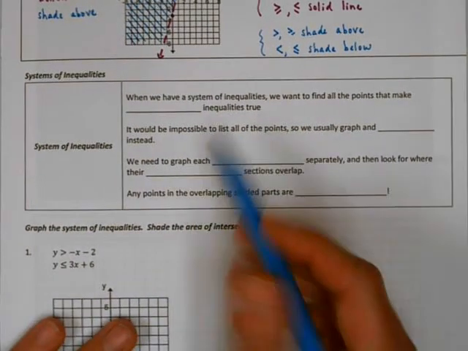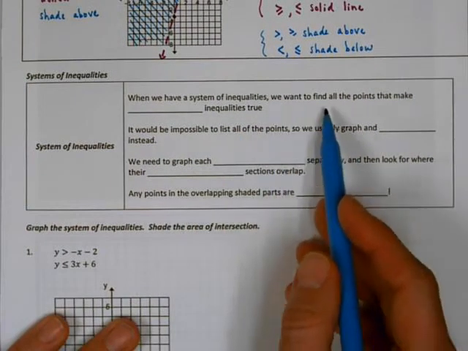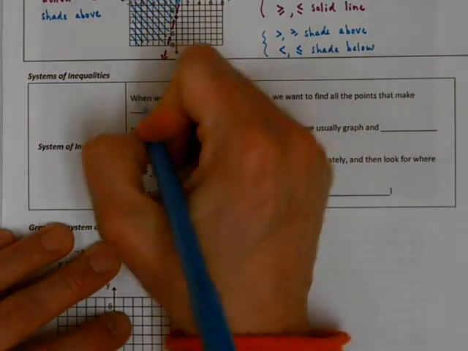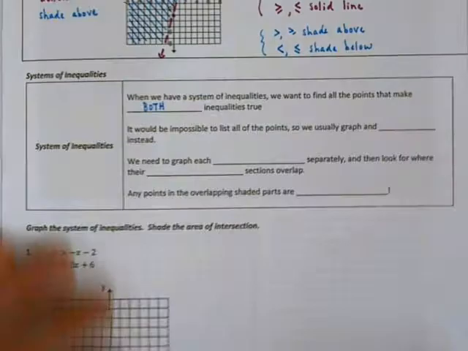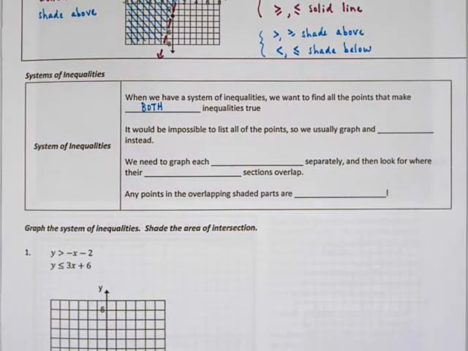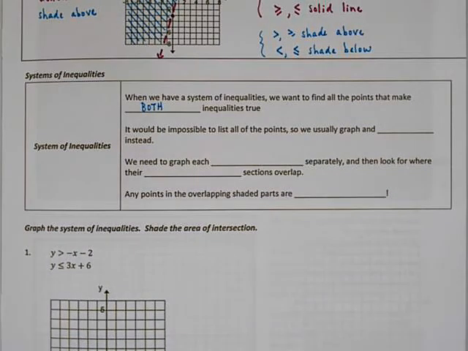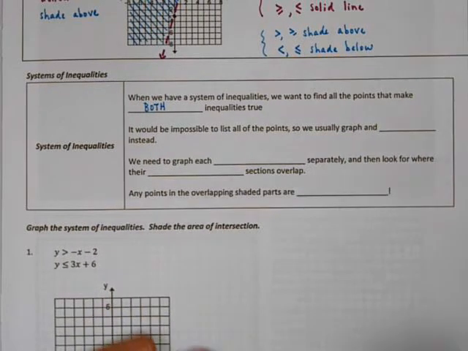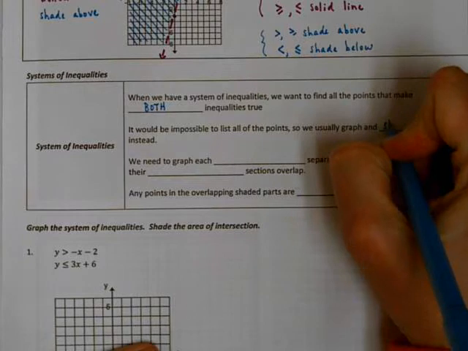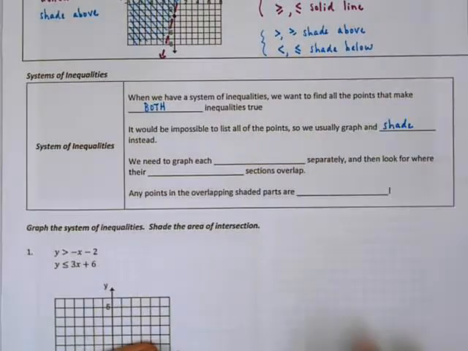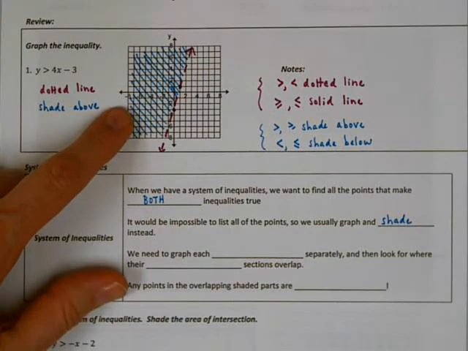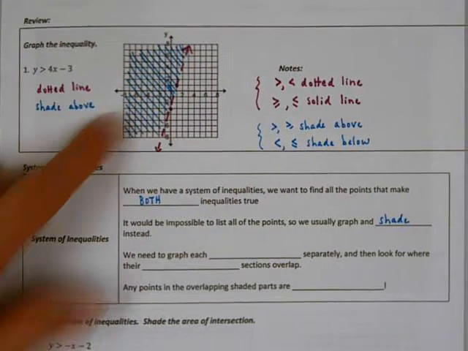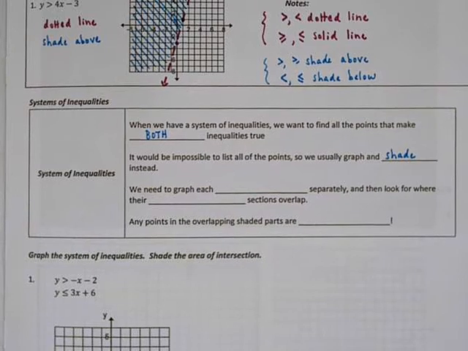So when we have a system of inequalities, we want to find all the points that make both inequalities true. So just like with systems of equations, that solution has to work for both inequalities. So it would be impossible to list all of the points, so we usually graph and shade instead. So for example, we could have never listed all of the points that were solutions of this inequality, so we use that shading to represent the solutions.